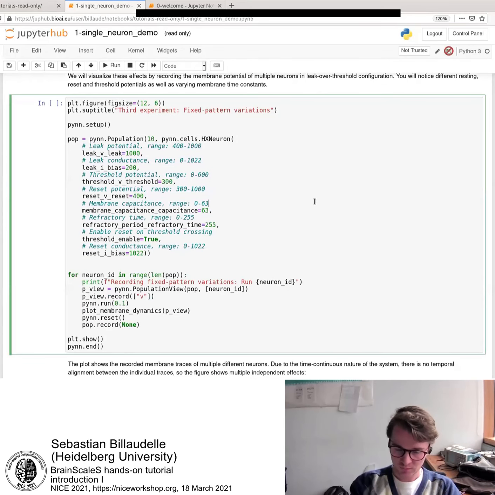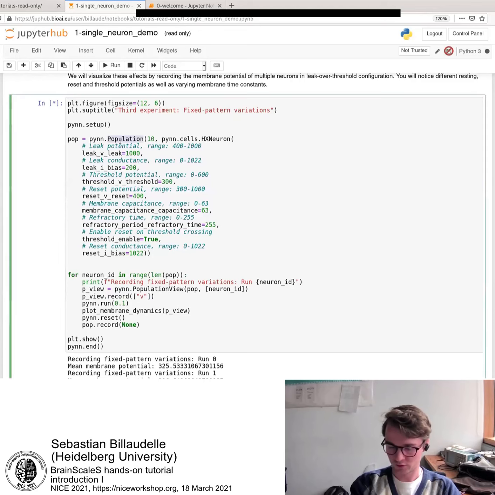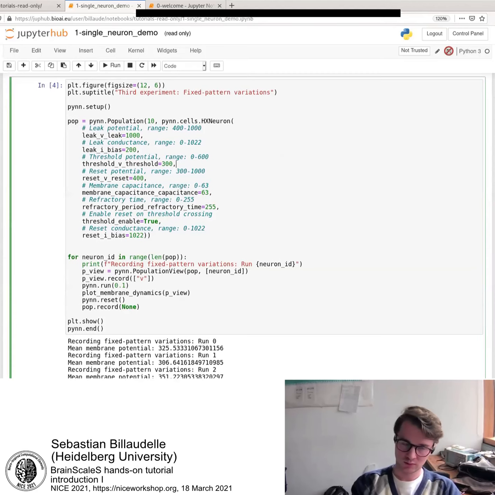So what we do here is we now have a population not of one neuron, but of 10 neurons, and we configure them with the same parameters, right? So we again configure a leak over threshold configuration, but now have a look at 10 of these neurons. And since the ADC we're using only has one channel, there's more to that. We have two different kinds of ADCs, but here we are using a fast ADC, and that at the moment is able to record only one neuron at the same time. So to be able to look at all of these 10 neurons, we have to repeat our experiment 10 times. This is why we have that loop here.